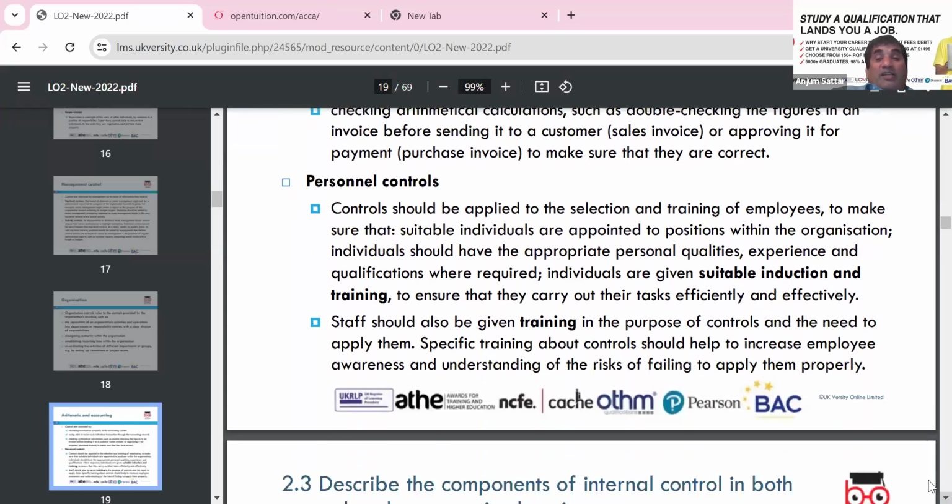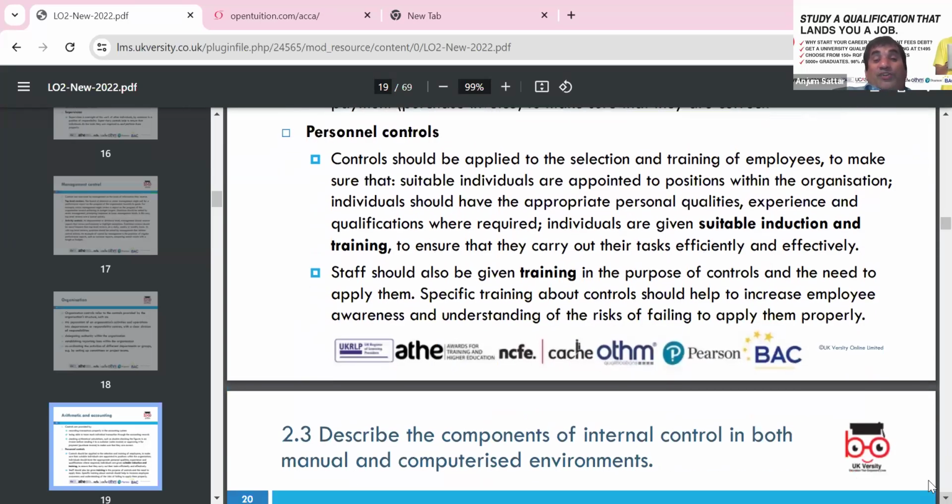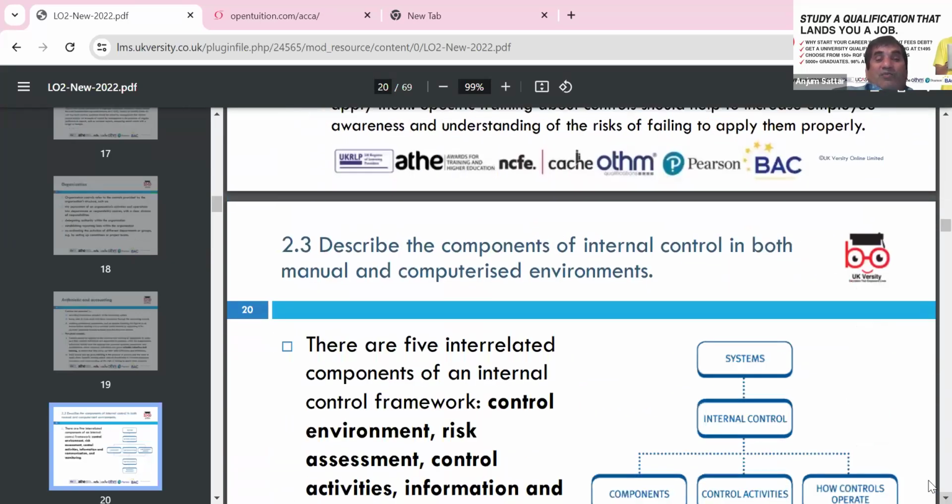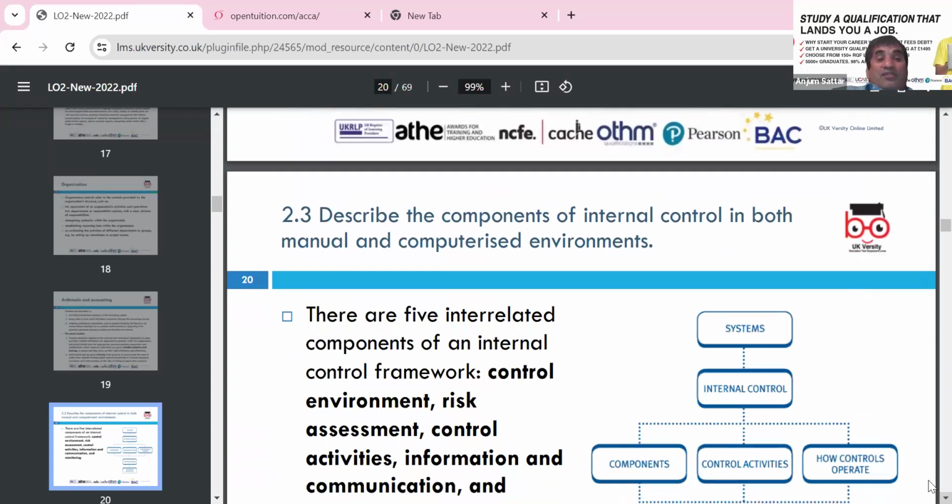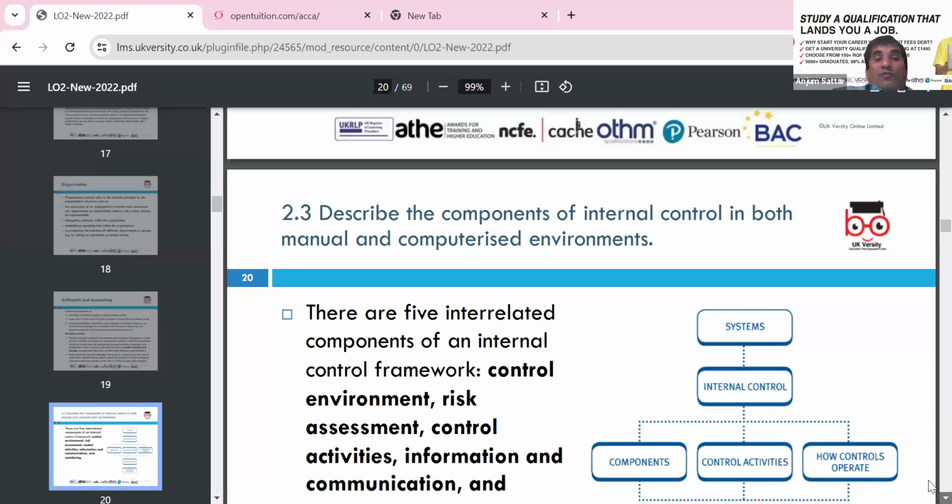So the details can be personnel control, which we can look around: applied selection and training processes, suitable induction training procedures. Those we have through the HR department, so we can look at which department and that person, and whether it was requested to recruit or an extra person was recruited. 2.3: describe the components of internal control, manual and computerized.